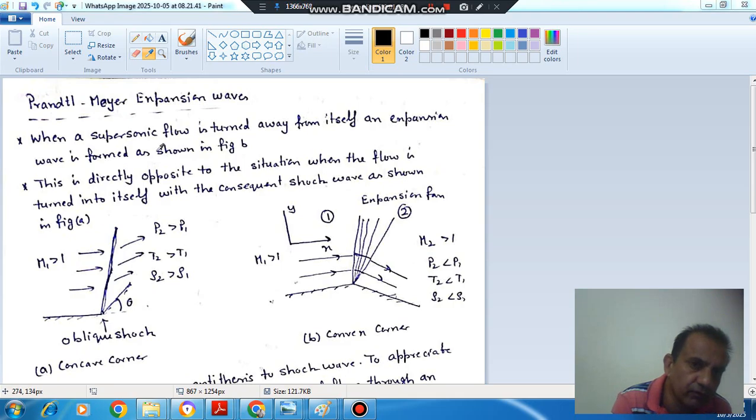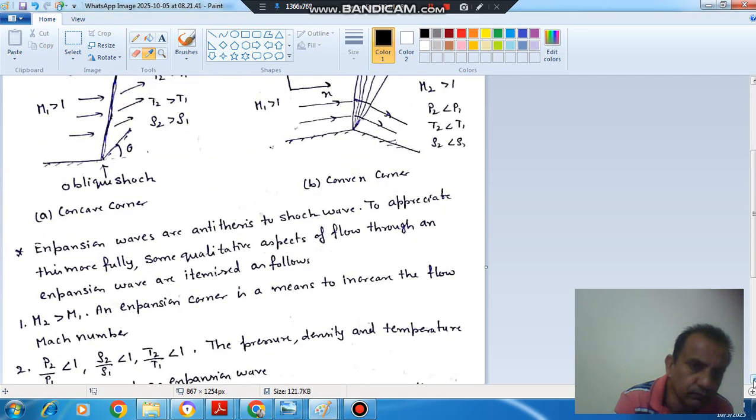So reading this out, when a supersonic flow is turned away from itself, an expansion wave is formed as shown in figure B. This is directly opposite to the situation when the flow is turned into itself with consequent shock waves as shown in figure A. Expansion waves are the antithesis to shock waves. These are opposite to shock waves. To appreciate this more fully, some qualitative aspects of the flow through an expansion wave are acknowledged as follows.